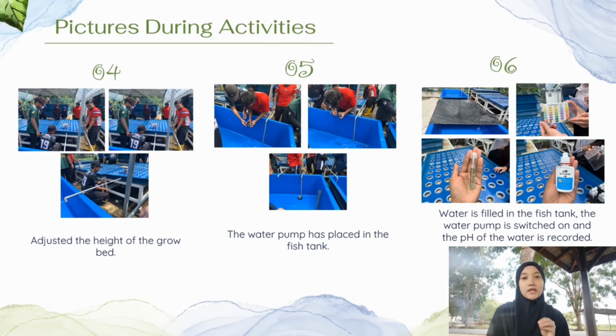The water pump is installed and then connected to the PVC pipe. This is intended to transport water from the fish tank into the grow bed. Water flow can be changed with the existing valve. Finally, fresh water is put into the fish tank. The pH of the water is checked and recorded so that it is suitable for the fish to be placed. The water pump is switched on so the system can work, and the system is left for a week for the next process.